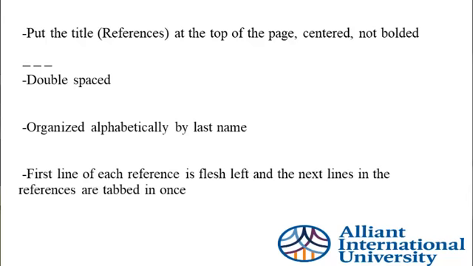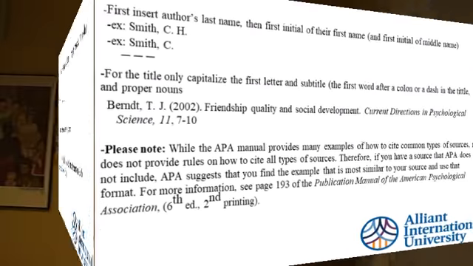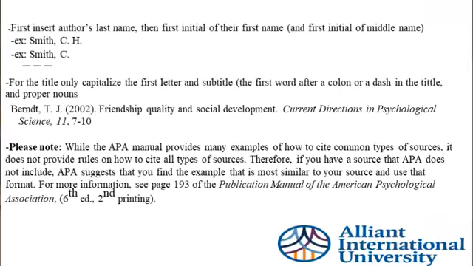So we'll go over an example here for what a reference will look like. You'll first have your author's last name, the first initial of their first name, and sometimes you can also include their first and middle name. It's not necessary, but some people do add that.